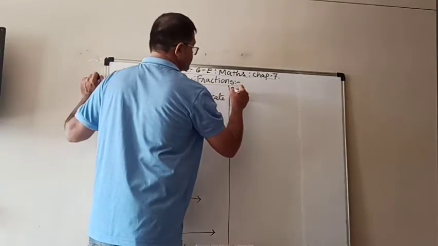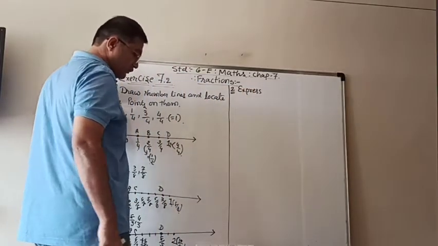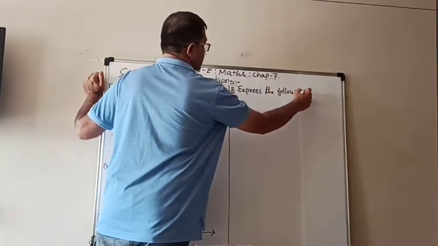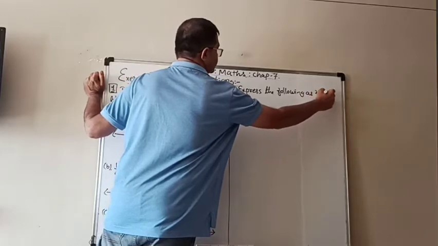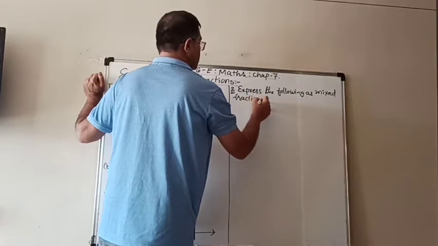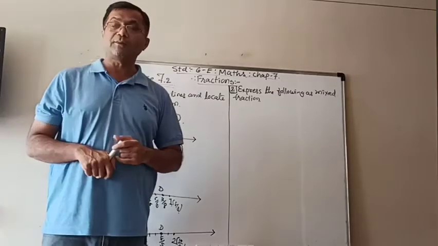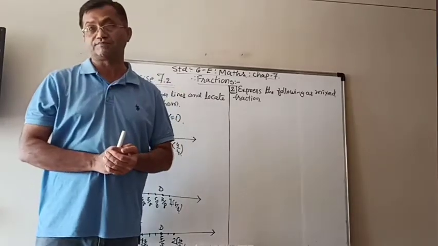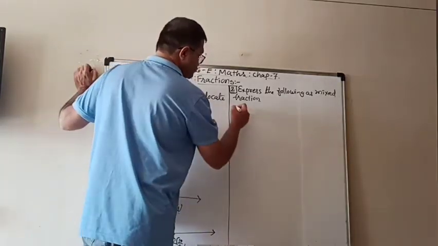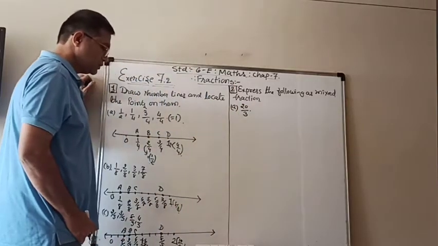Question number 2. Express the following as mixed fractions. You know most how to express the improper fraction as a mixed fraction by division. So let's take the first one, 20 upon 3.